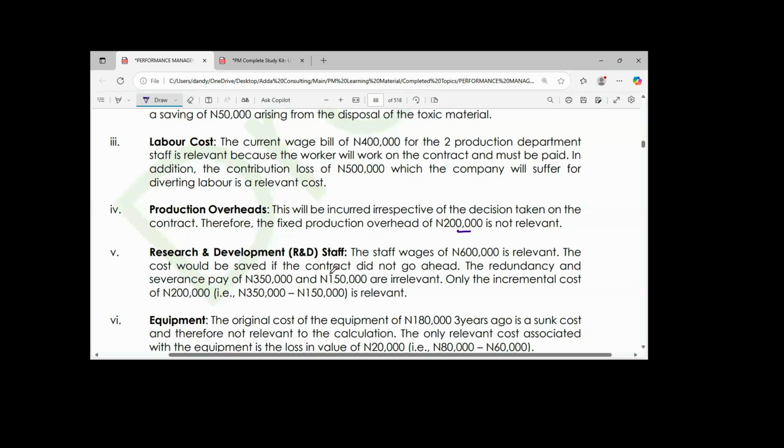Under the research and development staff costs, the staff wages of 600,000 naira is relevant. The cost will be saved if the contract did not go ahead. The redundancy and severance pay of 350,000 and 150,000 naira are irrelevant. Only the incremental cost of 200,000, the difference between 350 and 150, is relevant. So that's the assumption we made under R&D staff cost.